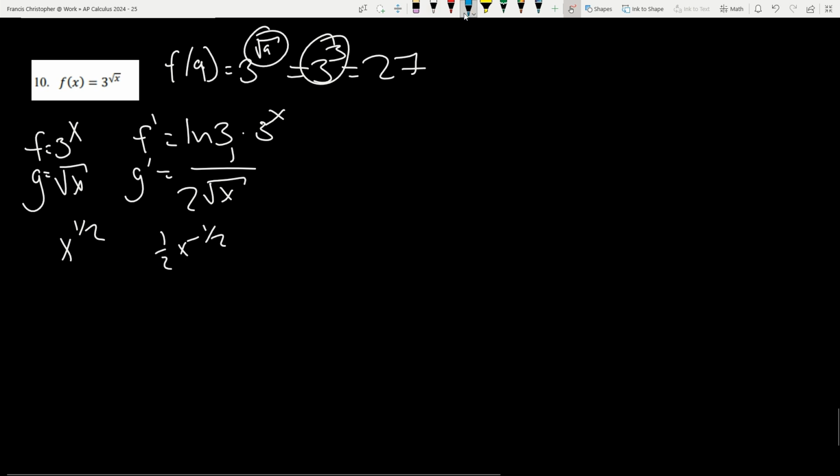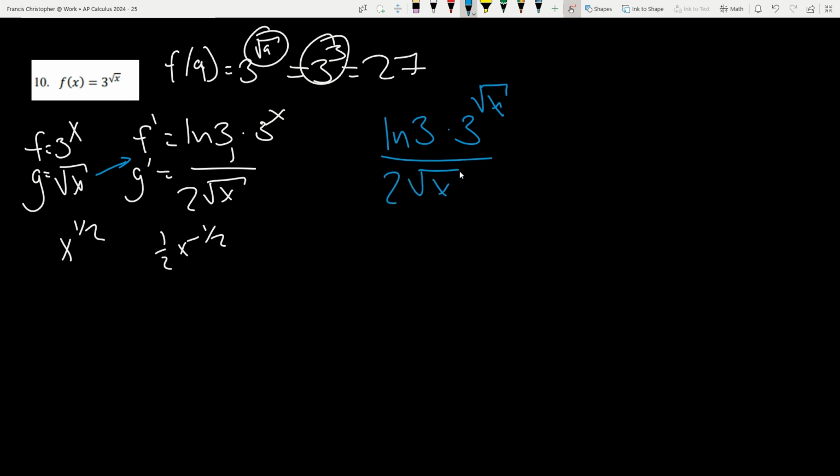And then in a different color, I'll combine everything. So I put g into f prime, ln 3 times 3, there's an x there, so I'm going to put in a root x because that's my g. And then g prime is 1 over 2 square root of x, and that's our answer.